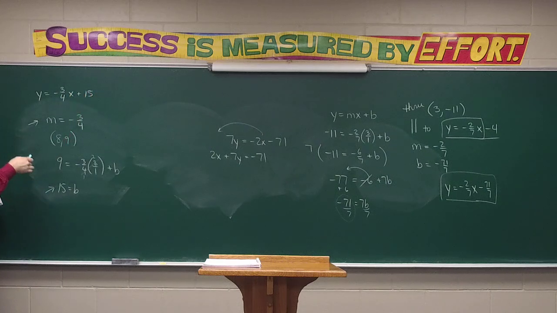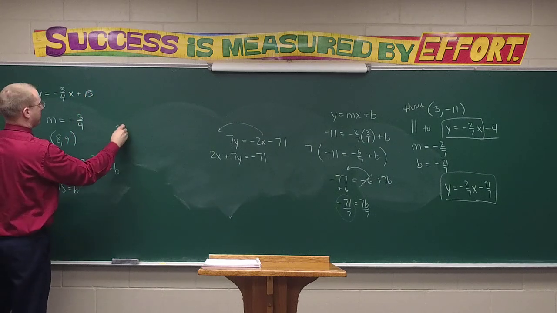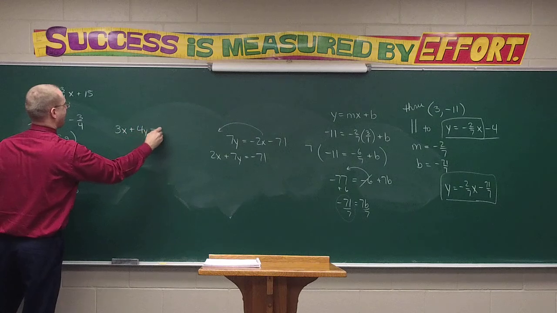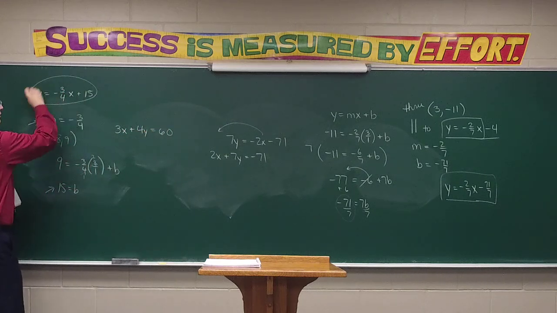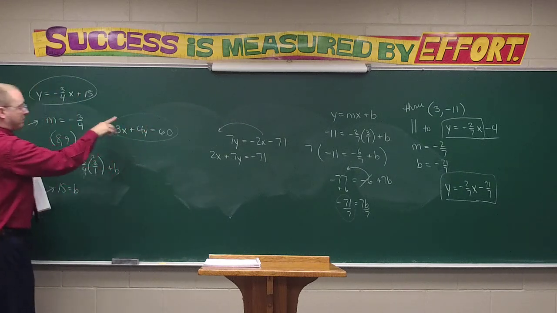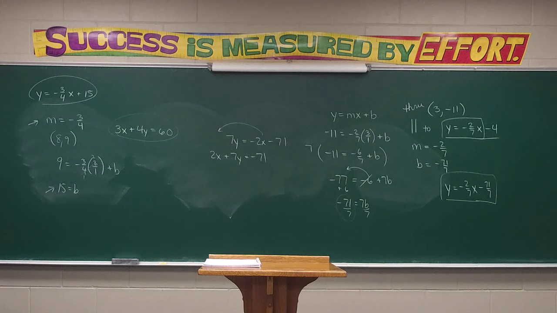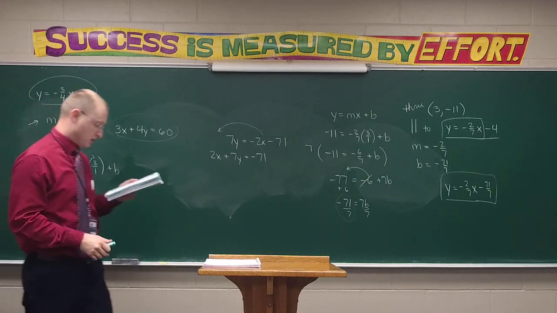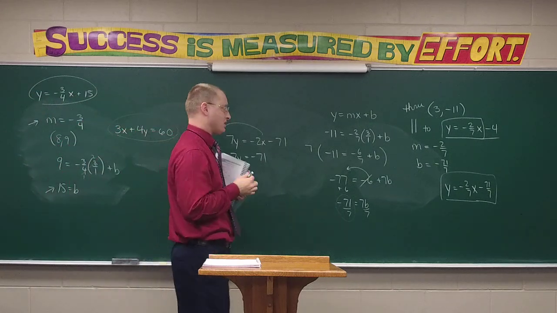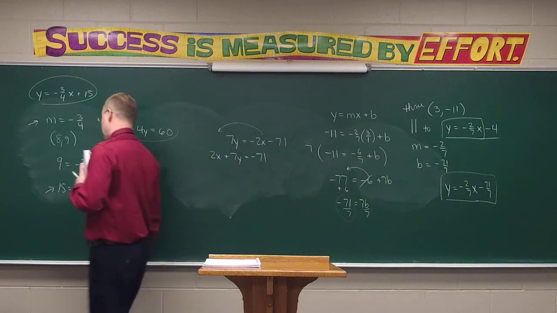And again, if you did this in the standard form, you would have had 3x plus 4y equals 60. So either this, which is what I think most of us got, or possibly that. How many had one of those equations for number 12? Questions? All right. Number 13, very similar problem, except this time instead of saying parallel, it says perpendicular.